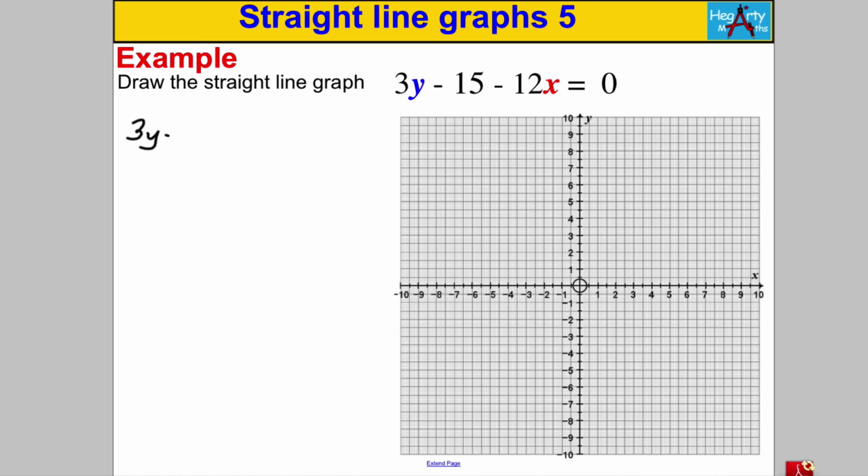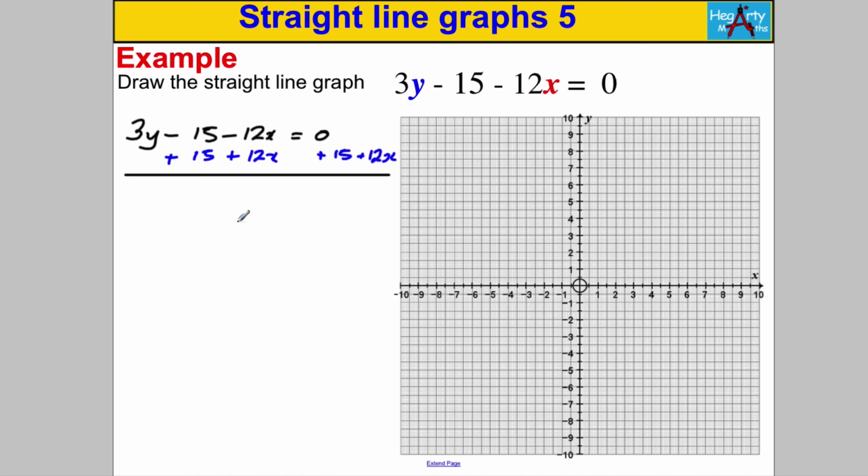So I'm going to say 3y subtract 15 subtract 12x is equal to 0. I'm going to undo that subtract 15 by adding 15. I'm going to undo that subtract 12x by adding 12x to both sides. That leaves me with, on the left hand side, 3y, and on the right hand side I'm going to get myself 12x add 15. I'm going to divide both sides by 3, and I'm going to get that y is 4x add 5.